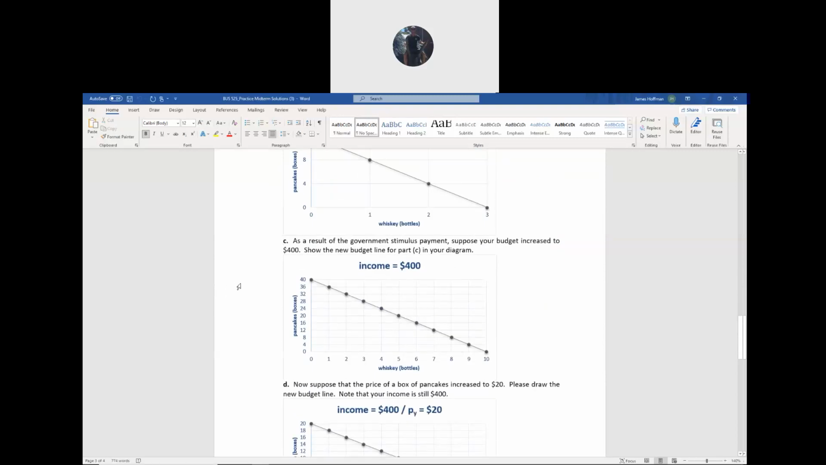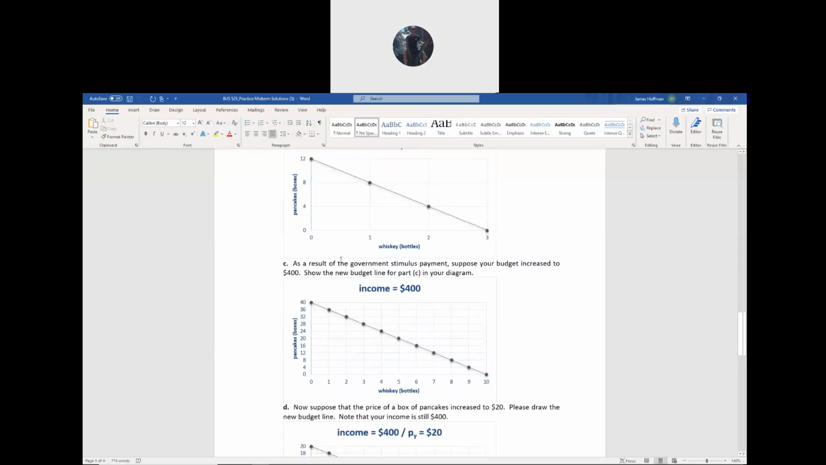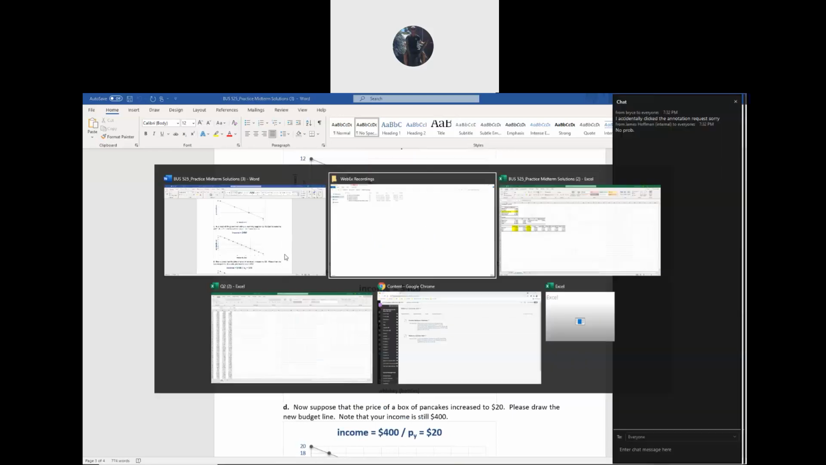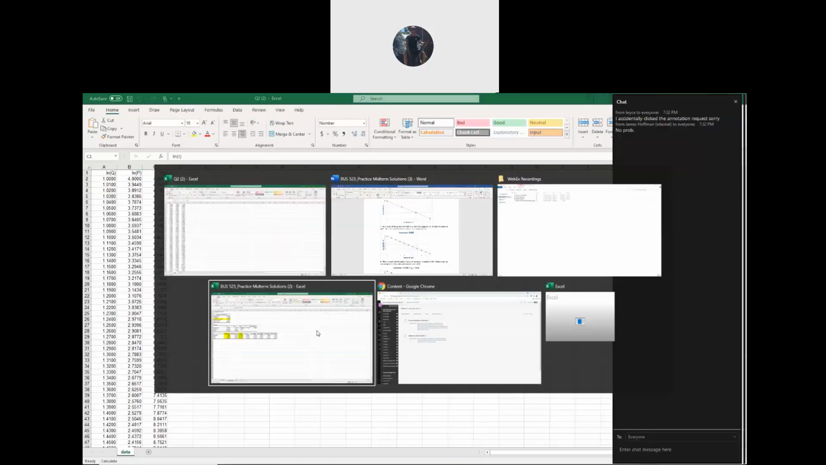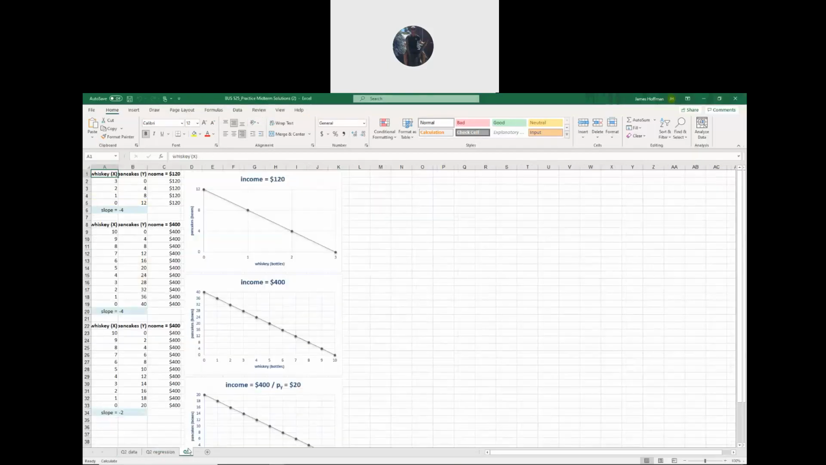Part C. As a result of the government stimulus payments, suppose your budget increased to 400, and then show the new budget line for Part C in the diagram. So here, we're essentially getting a boost of income. And so you can see this, I did this in Excel. Okay, so here's the initial graph. And then here our income went from 120 to 400.